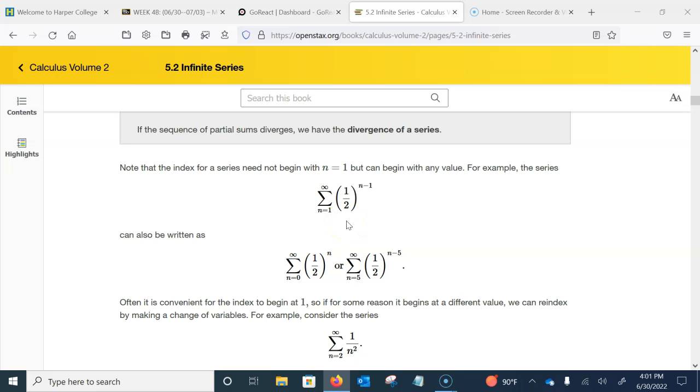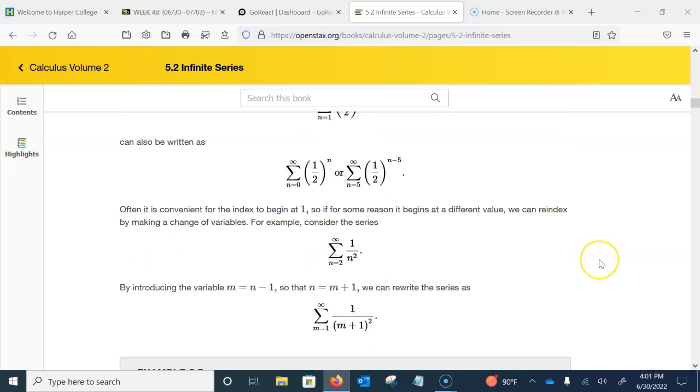Now notice, there's nothing special about starting it at 0 either. Heck, I could start at 5. So if I start at 5, I want this exponent to be 0. Just like when I start at 1, I want the exponent to be 0. When I start at 0, I want the exponent to be 0. So here, notice that if I start at an index of n equals 5, then this power has to be n minus 5, or else it won't be the same series.